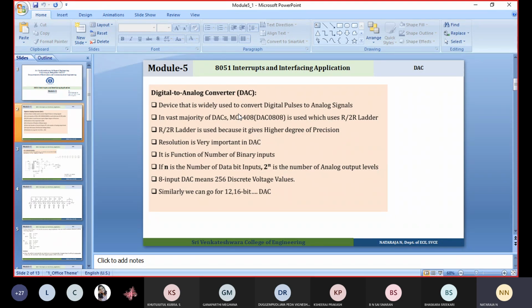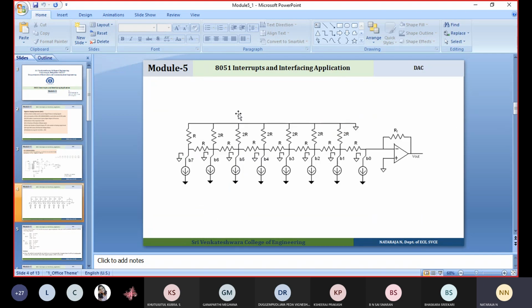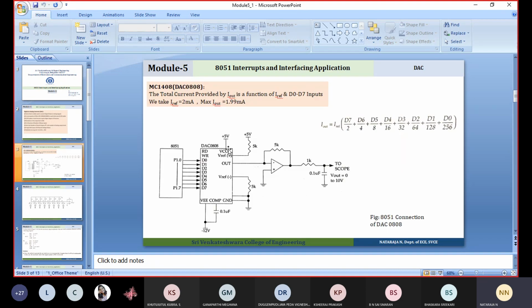In the R to 2R ladder network we use 1K and 2K resistors, which we can see here in the circuit diagram. See here, we are going to use an R and 2R network. Here we get good precision and accuracy. That is why we preferably use R to 2R conversion.